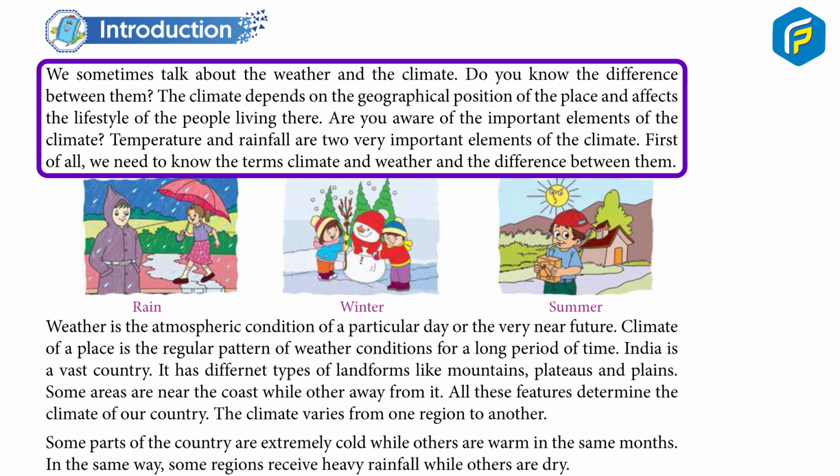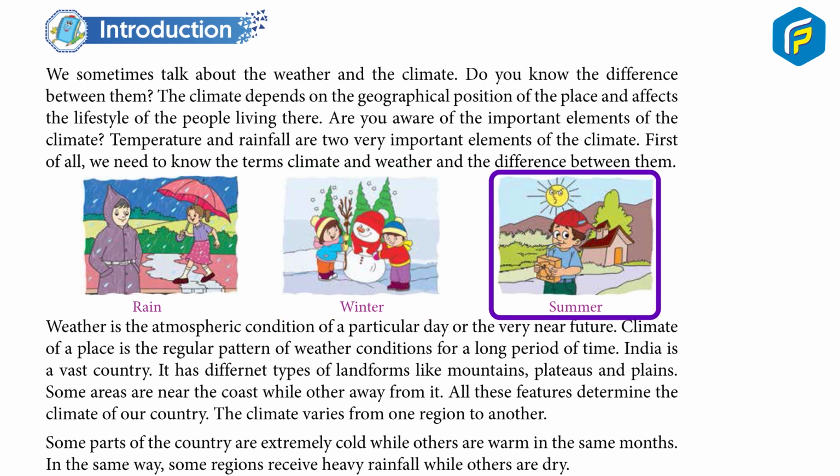The climate depends on the geographical position of the place and affects the lifestyle of the people living there. Are you aware of the important elements of the climate? Temperature and rainfall are two very important elements of the climate. First of all, we need to know the terms climate and weather and the difference between them.